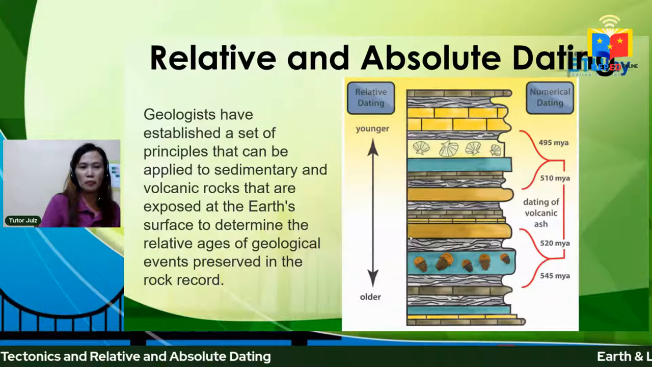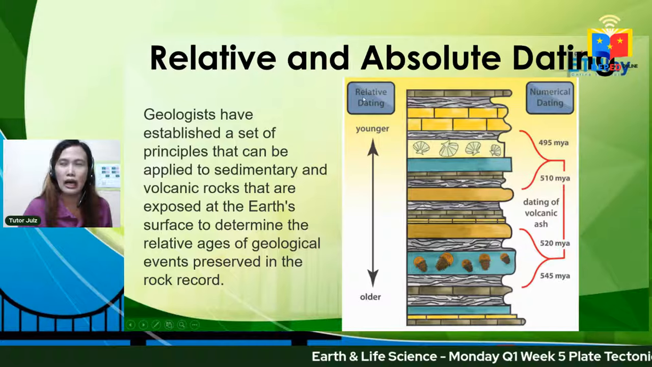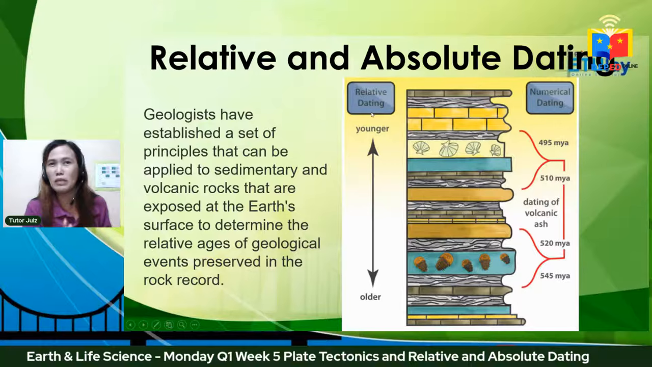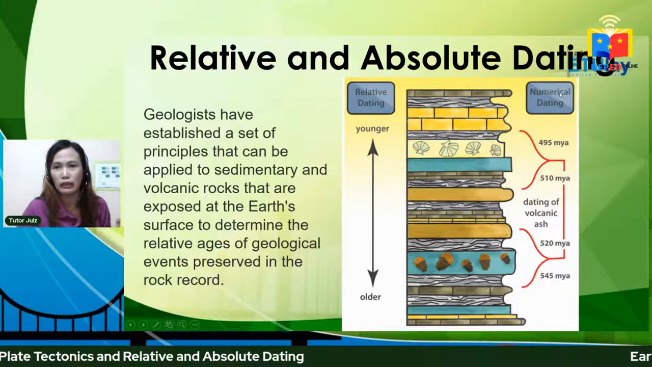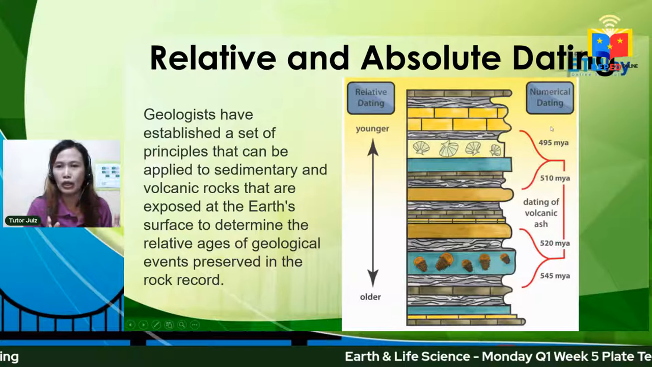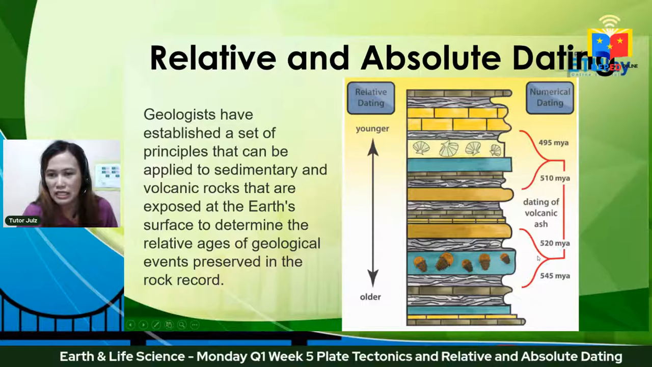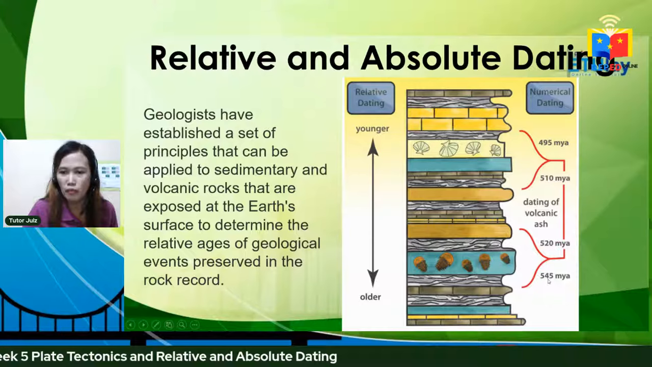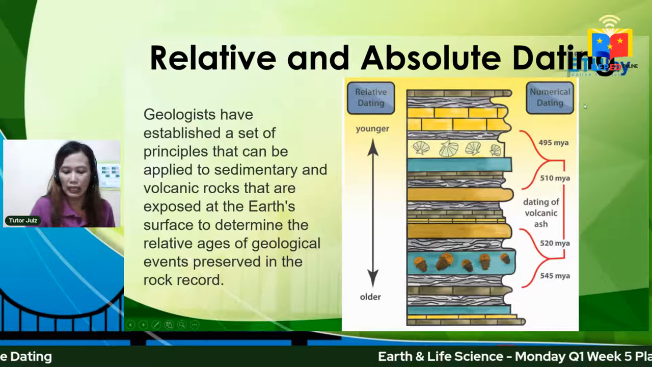The relative and absolute dating. When we say relative, it is a qualitative way of determining the age of the rock. So, it is from younger to older or older to younger. While in absolute dating, that is numerical dating, there is a specific date or age of the rock. Sample here, on this part na nasa baba, that was 520 million years ago and then 545 million years ago. It's absolute dating or known as numerical dating. Ganun din sa radiometric dating.